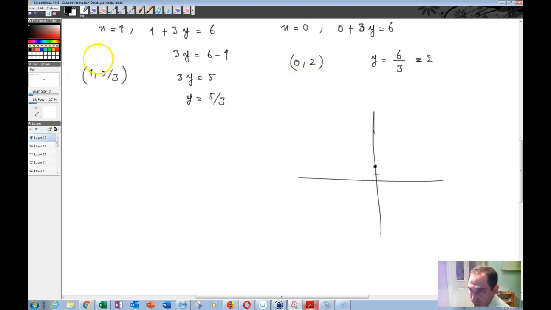On the other hand, 5/3 would be 1 and 2/3, so that would be the point (1, 1 and 2/3), which would be some point over here, right? So now, of course, this way I can draw the graph, but it's not very accurate.